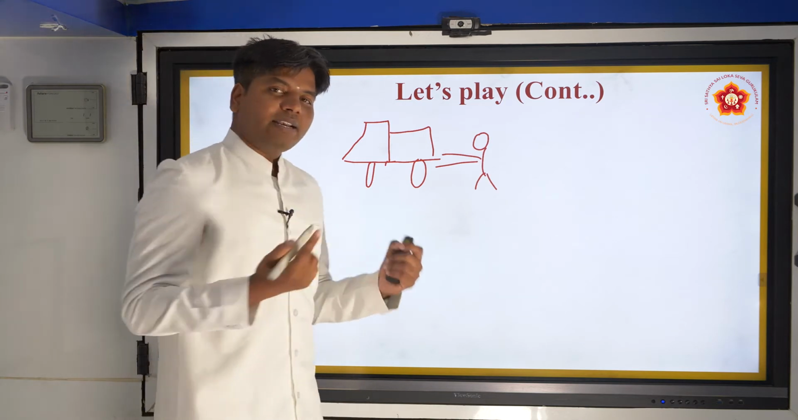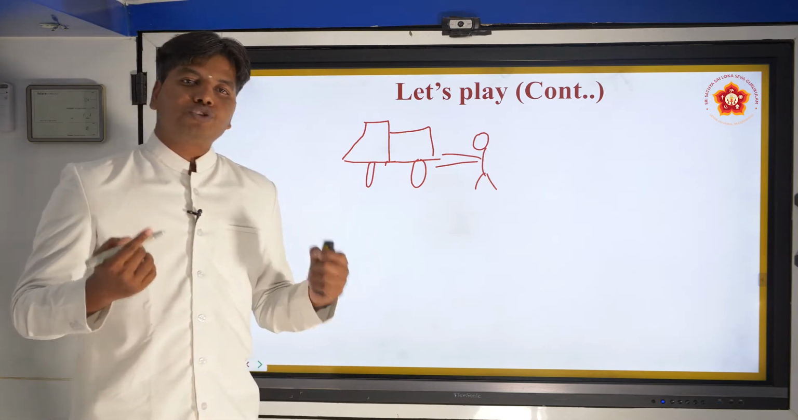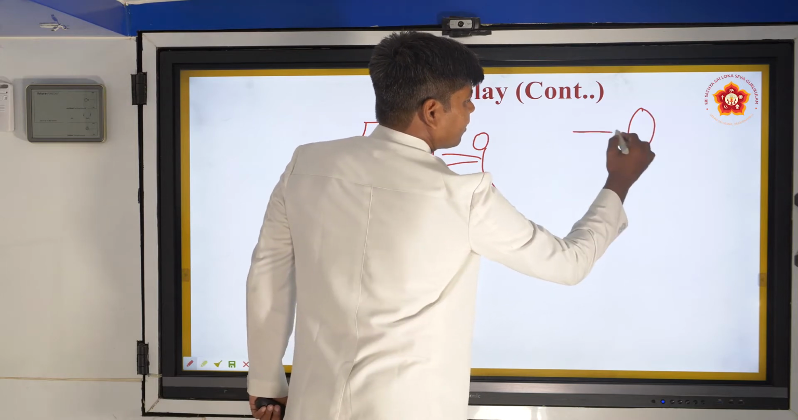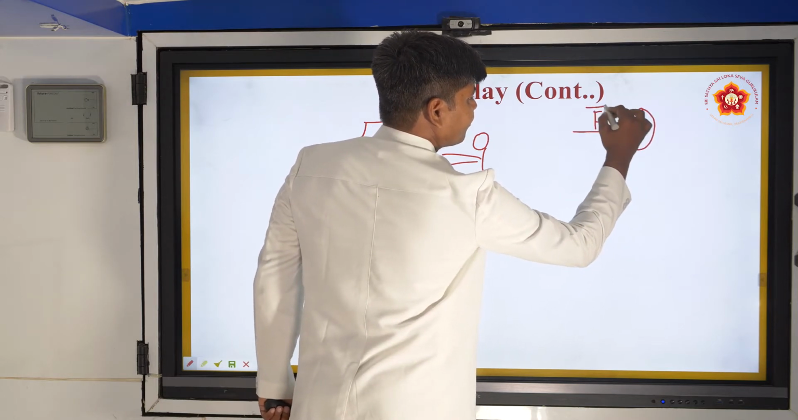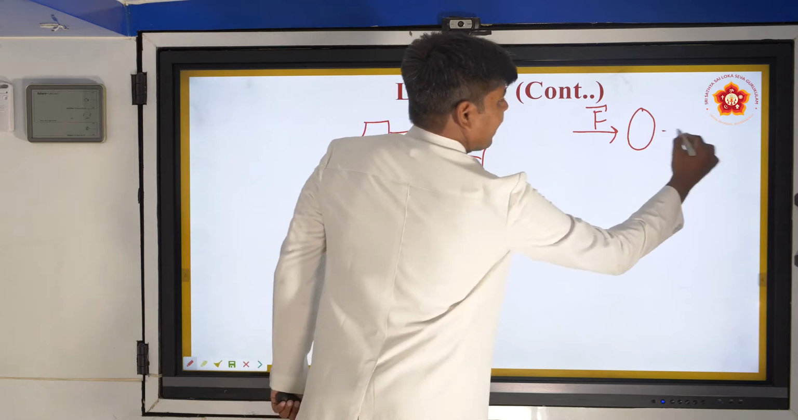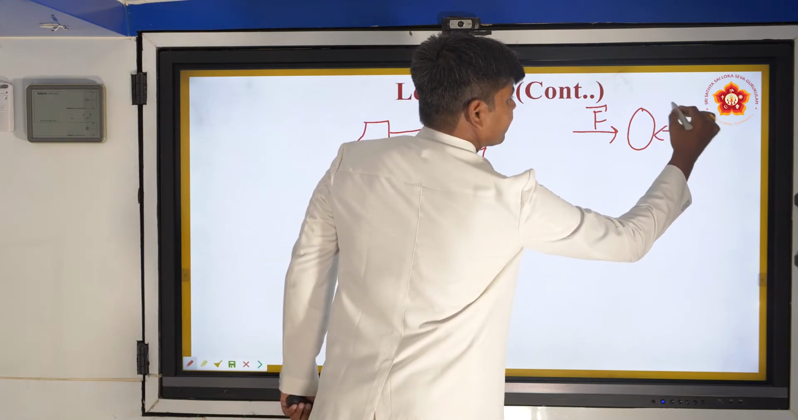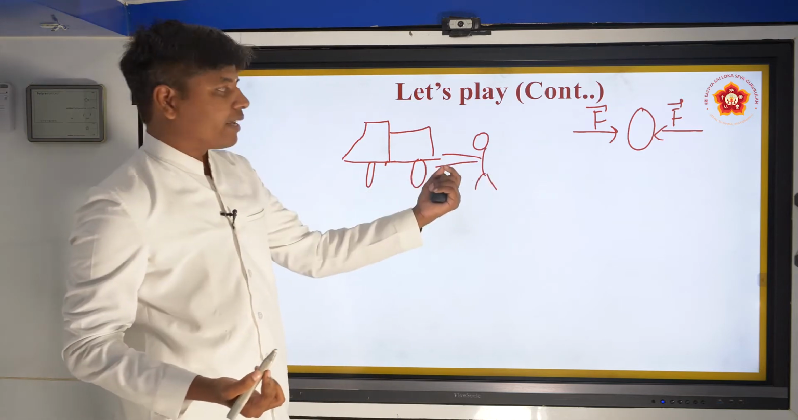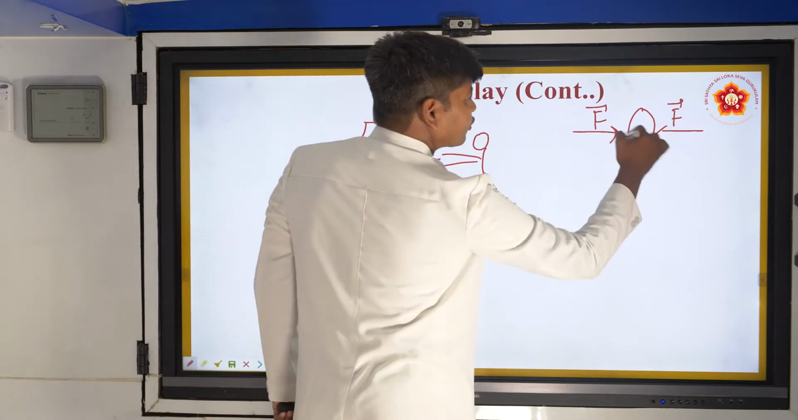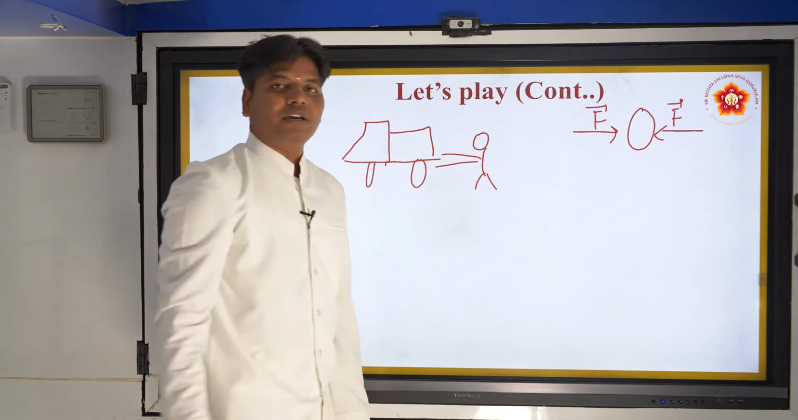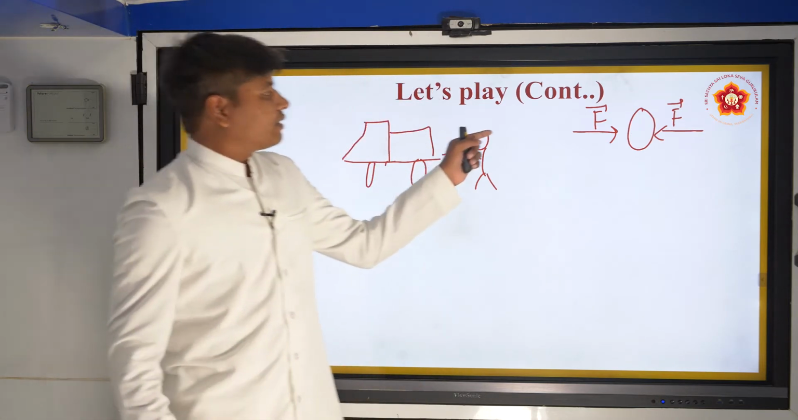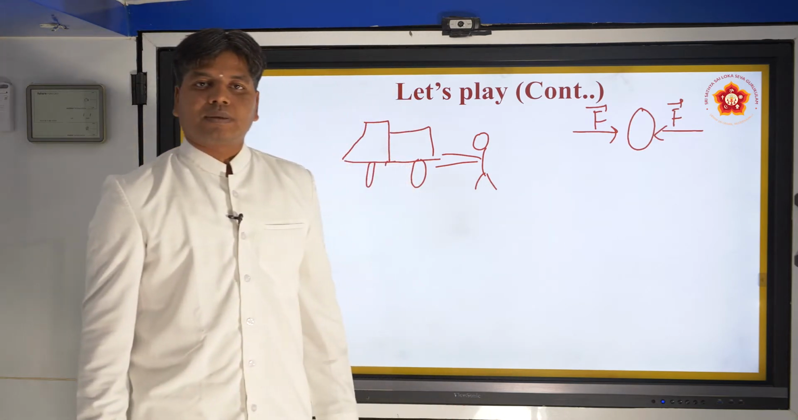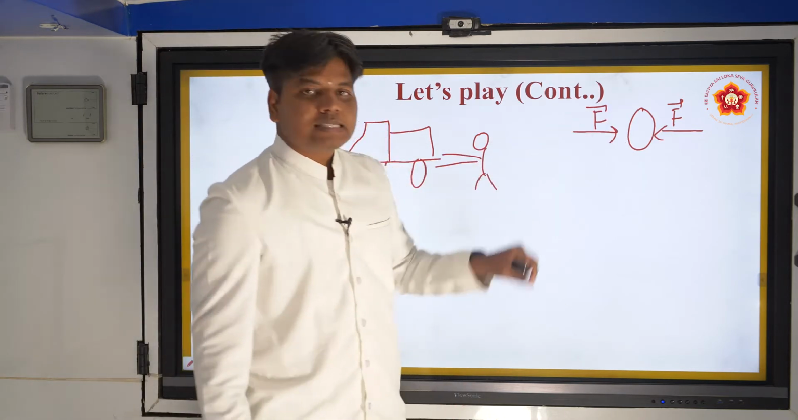So what is the condition for a balanced force to be there? It should act on the same object, right? If this is one object, and one force is acting in this direction and the same magnitude of force is acting in the opposite direction, then the net force on this object will be 0. Then we can say this force is cancelling out by this force.